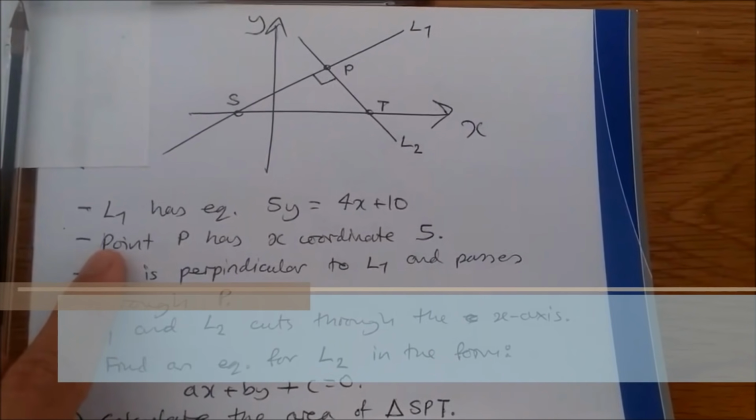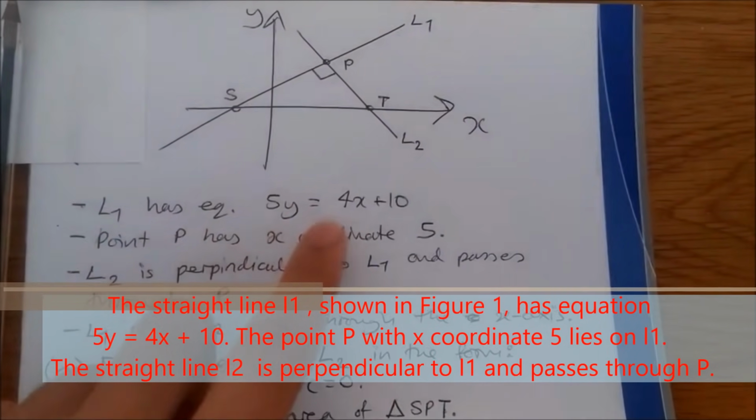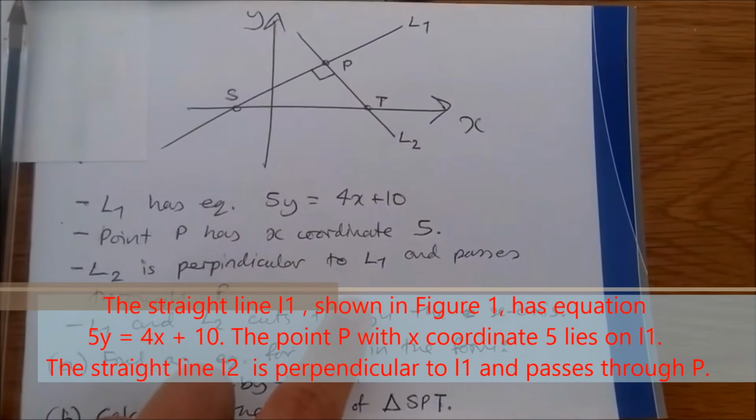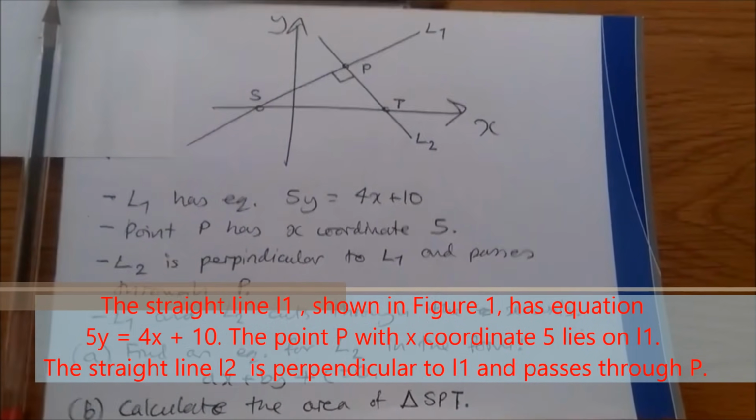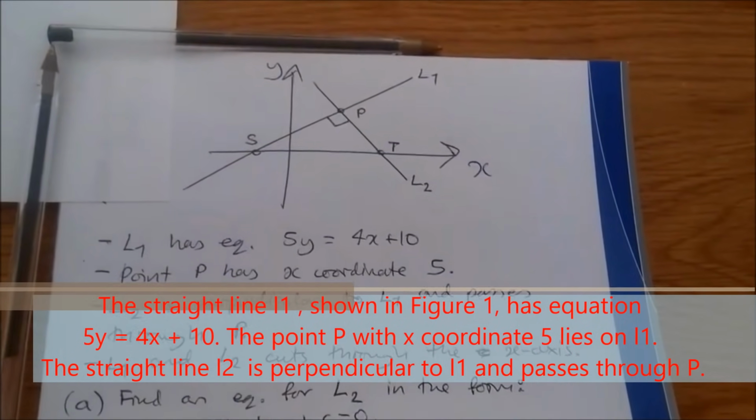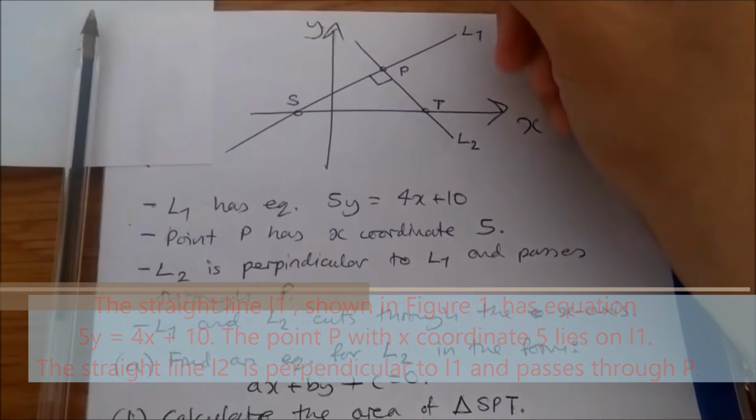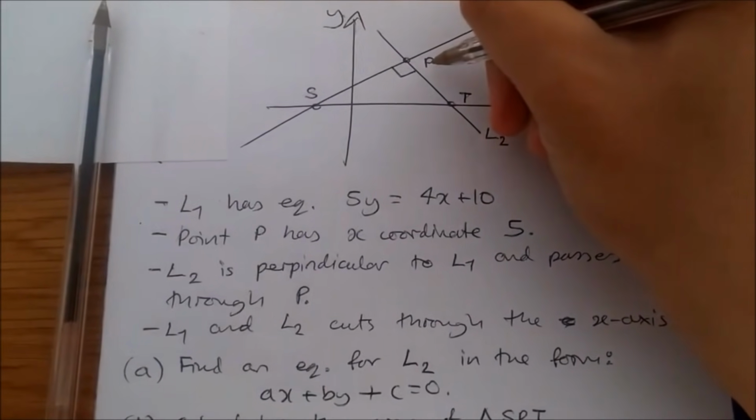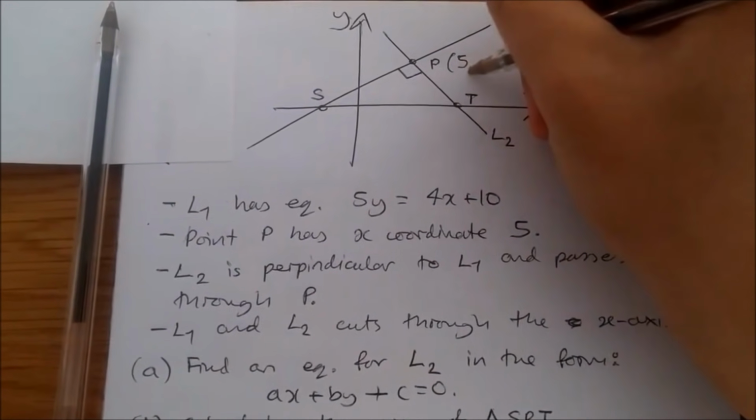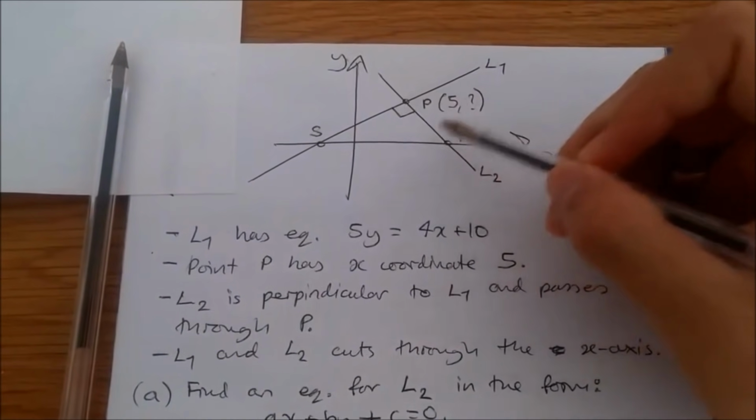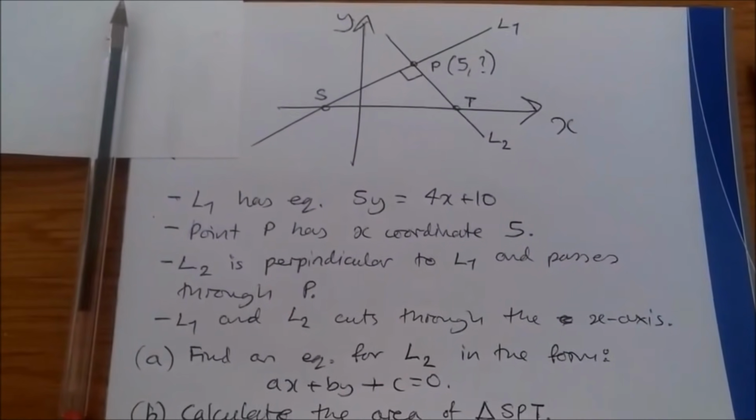So here, according to the statement, we know L1 has equation 5y equals 4x plus 10. Point P has x coordinate 5. So what I usually do with these kinds of equations, when you have an x coordinate already given, I will just substitute it straight in. Knowing that this is 5, I'll just say P here has 5, and then the y we have to of course find out. We can just plug this into either the L1 or L2 equation to find y.